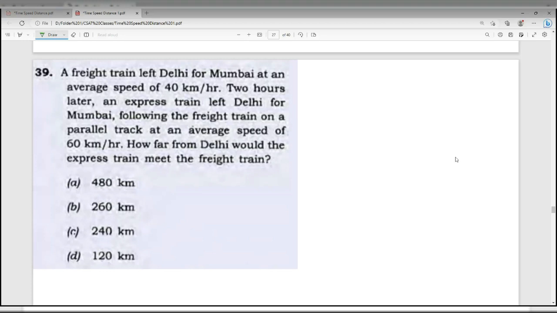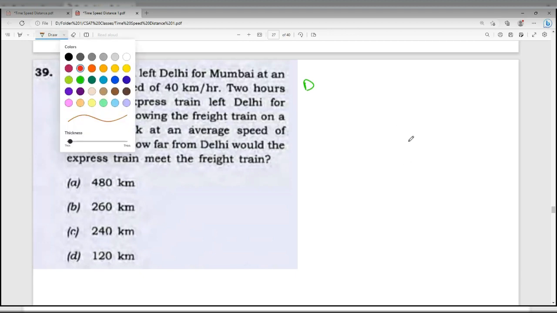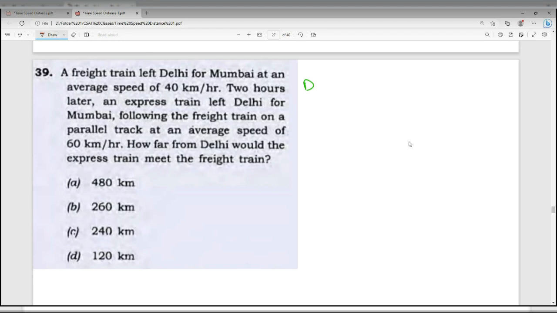So what they're saying is a freight train left from Delhi for Bombay at an average speed of 40 kilometers per hour. 2 hours later, an express train left Delhi for Mumbai, following the freight train on a parallel track at an average speed of 60 kilometers per hour. How far from Delhi would the express train meet the freight train? So we have Delhi, and then we have Mumbai, and there are 2 tracks.